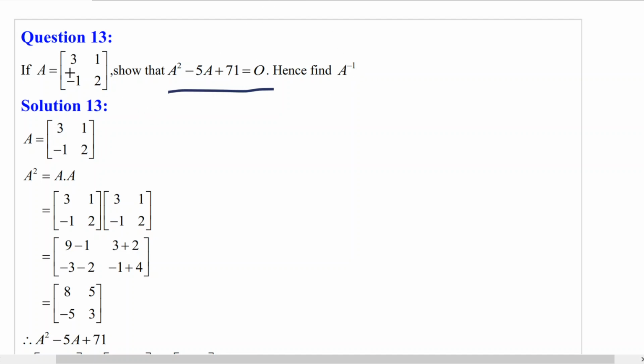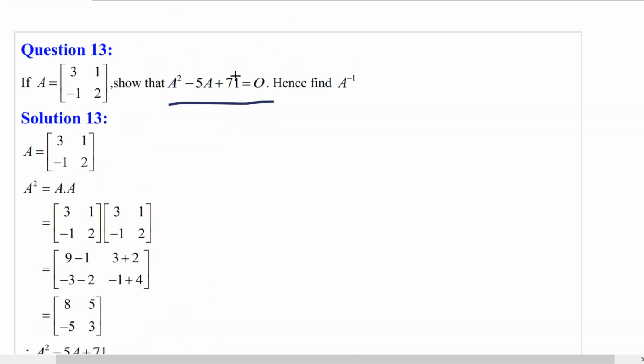Otherwise we can find it very easily. 6 plus 1, 7, so 1 by 7. Change the position to 3 and change the sign, isn't it? So don't do that, because here it is said hence find, right? Hence find means use this equation. So first of all we'll see what we can do here. This is 7i, not 71.